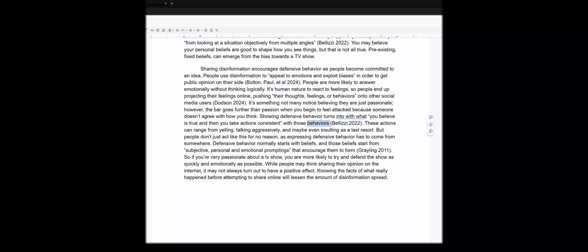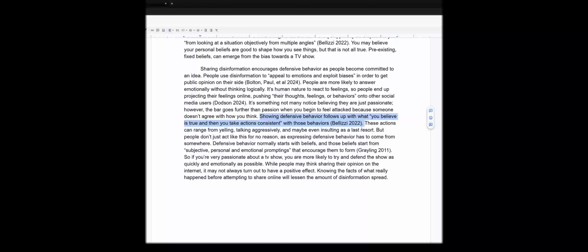This should be beliefs, not behaviors, I think. Showing defensive behavior turns into, I may mess that up. Where's my actual control? There we go. Okay. We need to fix this quote here. Showing defensive behavior follows up with what you believe is true, and then you take actions consistent with those behaviors.